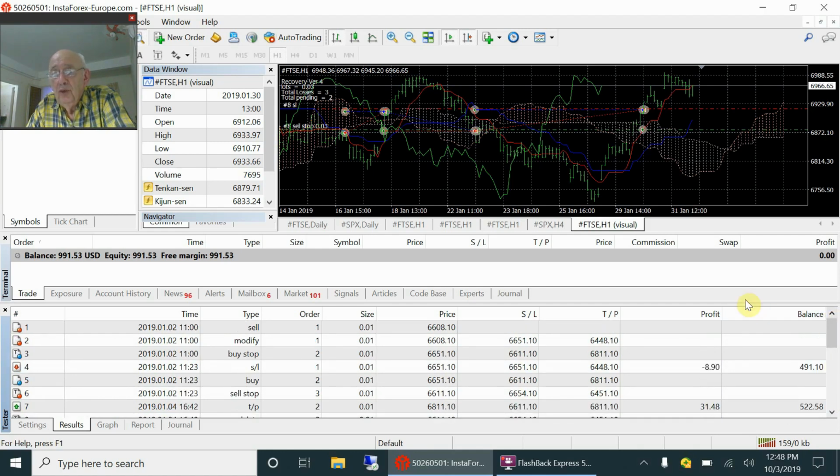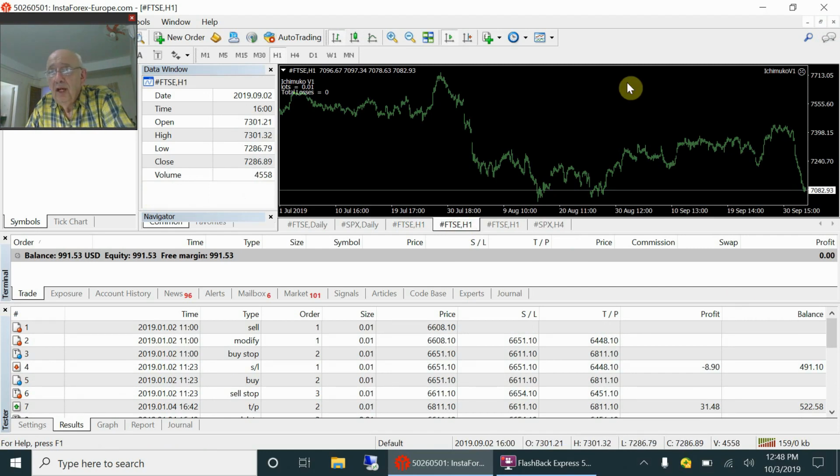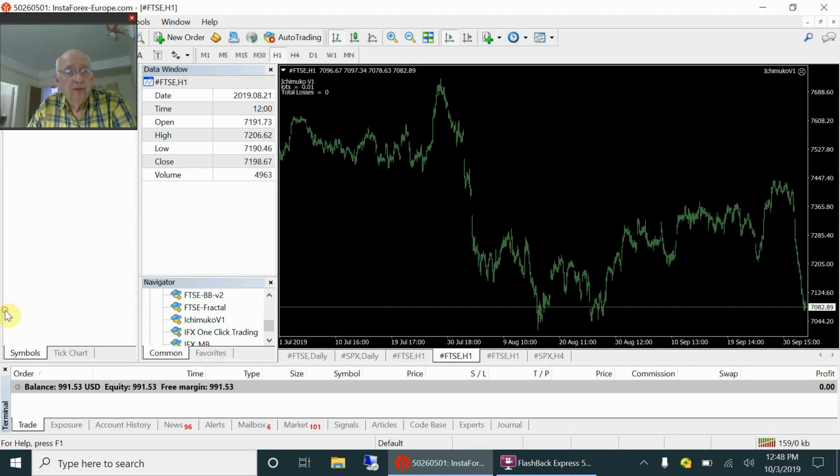Righto, let's just see, where were we? Okay, so let's go and we'll close this one off. That was the recovery one, the Ichimoku breakout. Let's go and have a look at the Ichimoku breakout. Right, where are we? Let's go and run it again. Close this one off.